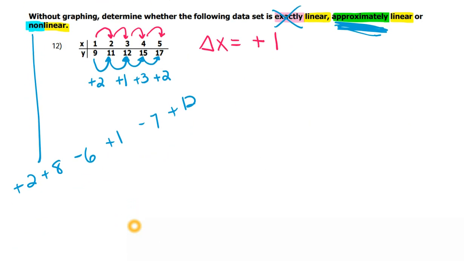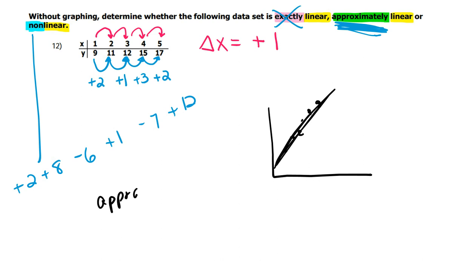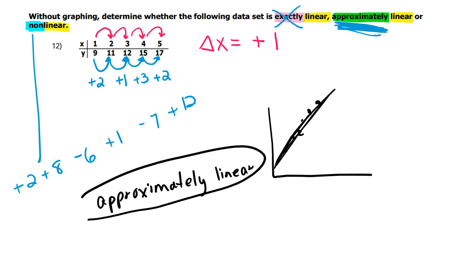So on this one, however, if I were to plot these points on a graph, you would see them like 1, 9, 2, 11, 3, 12, 4, 15, 5. So I'm not doing a very good job, but I don't have any numbers here. It's not perfect, but it's going uphill and it's pretty close. So the answer to this problem would be approximately linear.